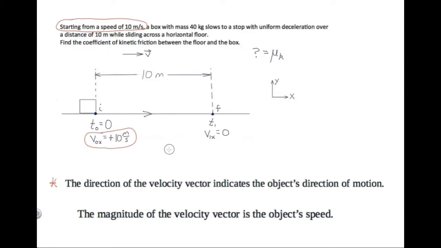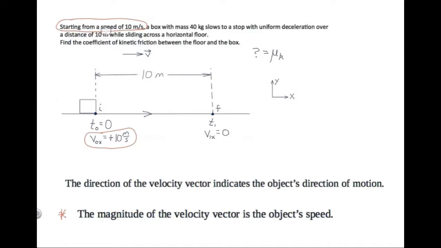Here's how to think about that. We've decided that the box is moving to the right. Well, the object's direction of motion is the direction of the velocity vector. To the right is our positive x direction. So we know that the x component of the velocity at time 0 will be positive. Remember that it's a good idea to get into the habit of putting a plus sign in front of positive components, so that you'll notice when you need a negative sign in front of negative components.